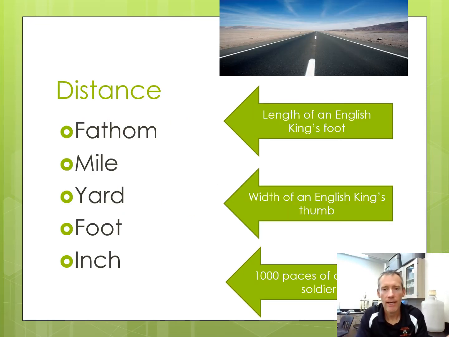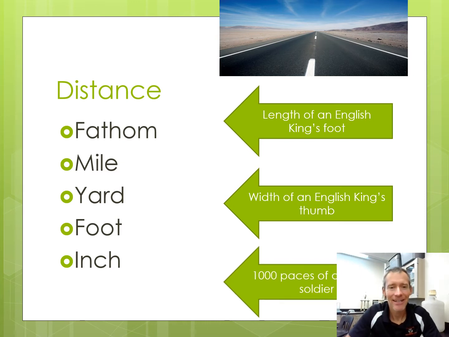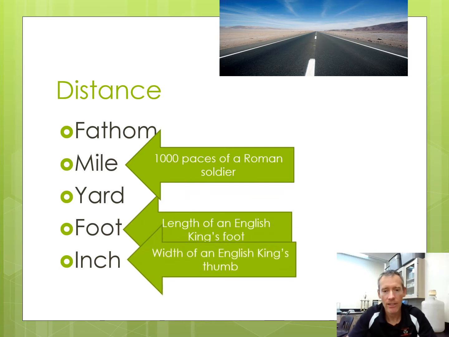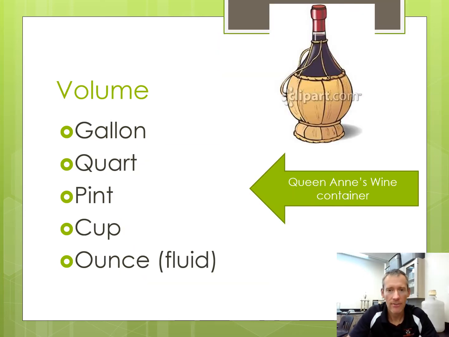So, for example, a foot was the length of the English king's foot. The width of the English thumb was an inch. 1,000 paces of a Roman soldier was a mile. So it's very arbitrary. People walk differently. People's thumbs are different. People's feet are different. So if you're important, you got something made out of your unit. Okay. So a mile, a foot, and an inch came from the English king's thumb.